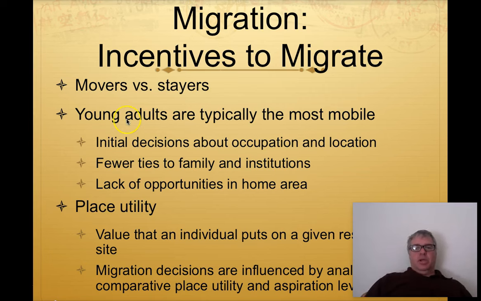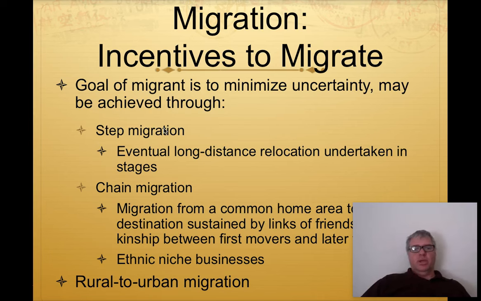So young adults are typically the most mobile, and the initial decisions tend to be about occupation, like where to go to get jobs. They don't have as many ties to family or kids and institutions, and there's a lack of opportunities in the home area. And so that's why oftentimes it's young adults. But in some cases, particularly if it's refugees who are being pushed out of a place, it can be whole families.